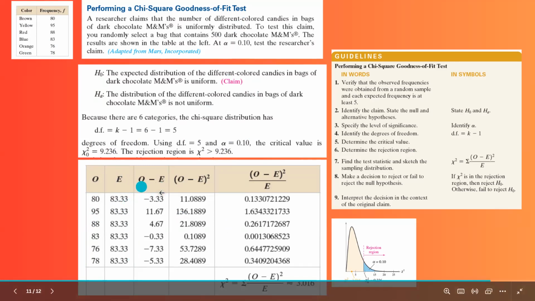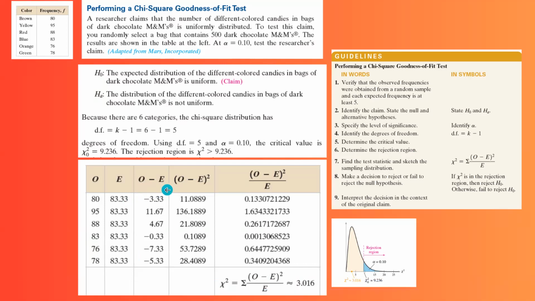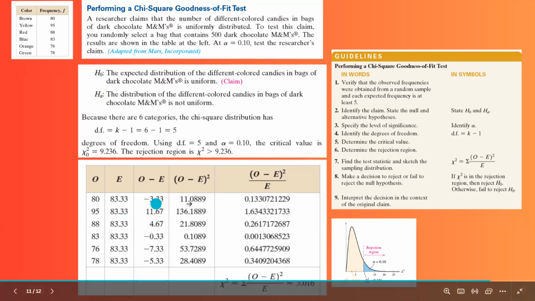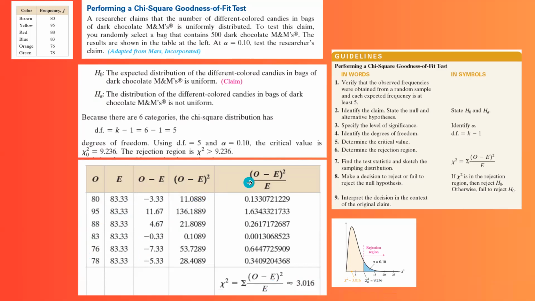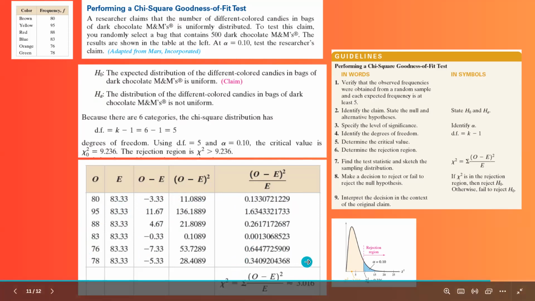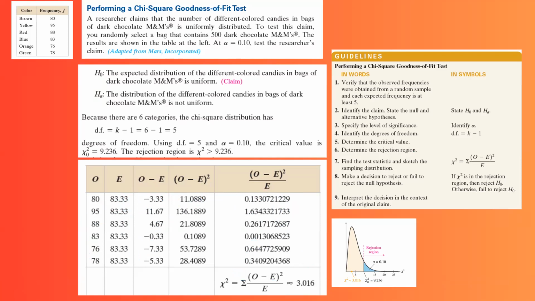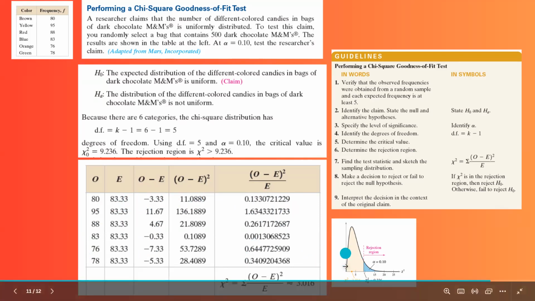Now, the observed frequency minus the expected frequency is going to be negative 3.33, the difference between these two numbers. 95 minus 83.33 is 11.67, and so on. You're going to raise each number to the second power and then divide each one of these by the expected frequency, which is 83.33. These are the numbers that you can get. So the chi-squared is 3.016. This is the standardized test statistic for your chi-squared, which is outside the rejection region.